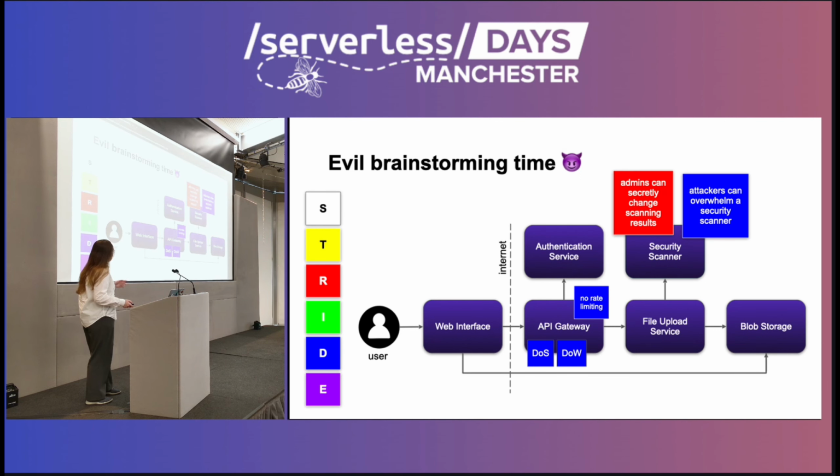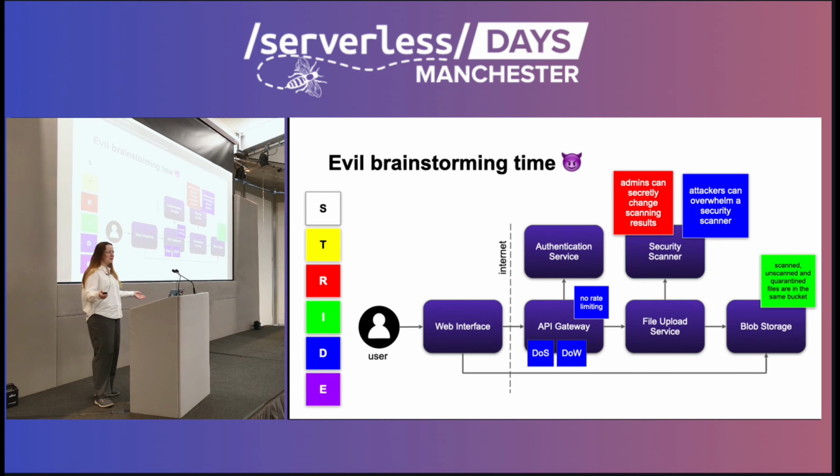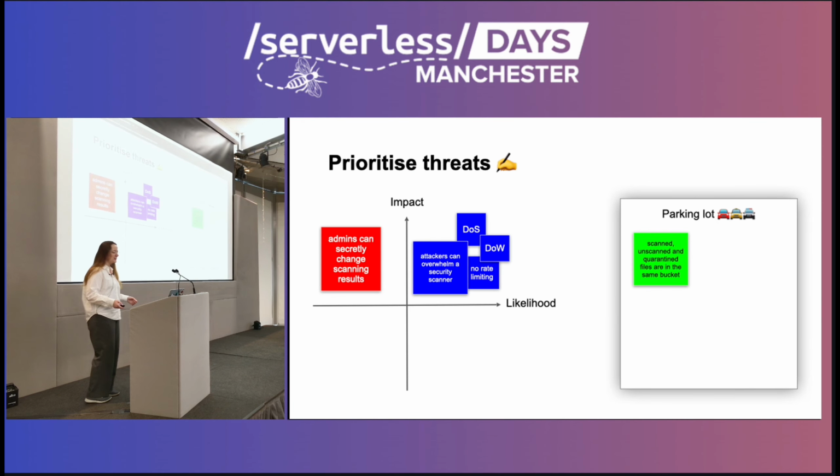Also, admins can secretly change scanning results, and if we don't have any audit logging in place, we can't really know about that. And last but not least, we will handle 3 types of files: scanned, unscanned, and quarantined. So how should we organize that? Should it be the same bucket? Should it not? Actually, I don't know, so let's get started with that.